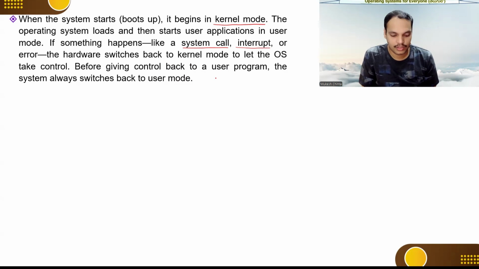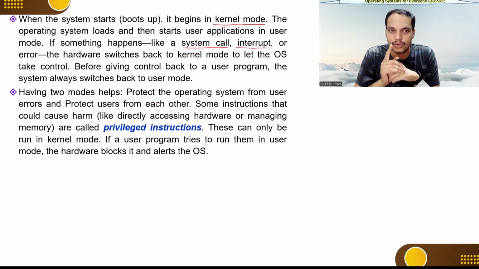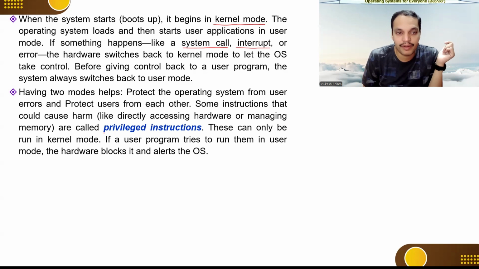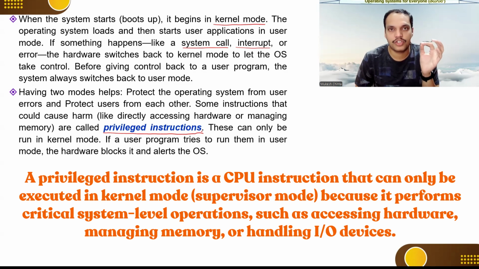You can see this is what is written over here. So having two modes always helps. How does it help, sir? It protects the operating system from user errors and protects the users from each other. Some instructions that can cause harm, like directly accessing hardware or managing memory, are called privileged instructions. Please remember this word. Privileged instructions are something which are to be run in kernel mode only.